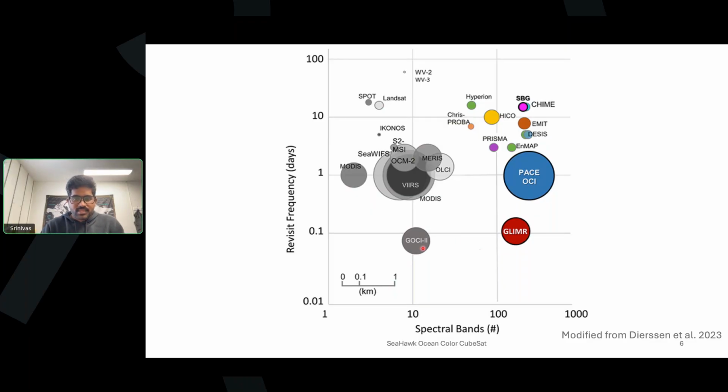And the size of this circle indicates the spatial resolution. So for example, PACE OCI, which is the recently launched one, has a resolution of 1 kilometer. So that's a bigger circle. Whereas DESIS, which is a hyperspectral sensor, has 30-meter resolution. So I'm going to revisit this figure with Seahawk as one of the circles and see where it falls.